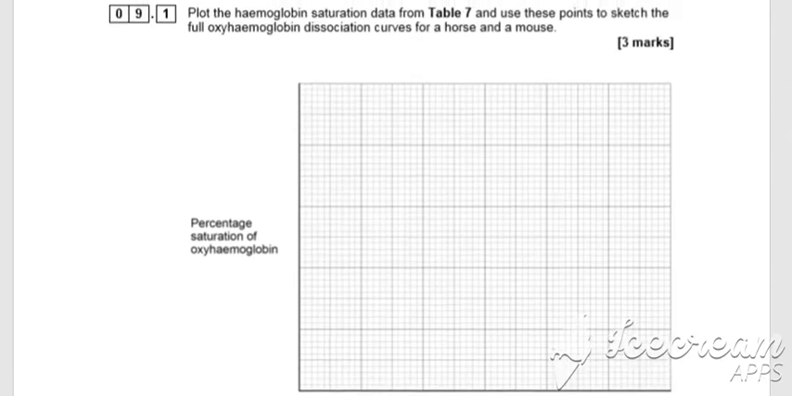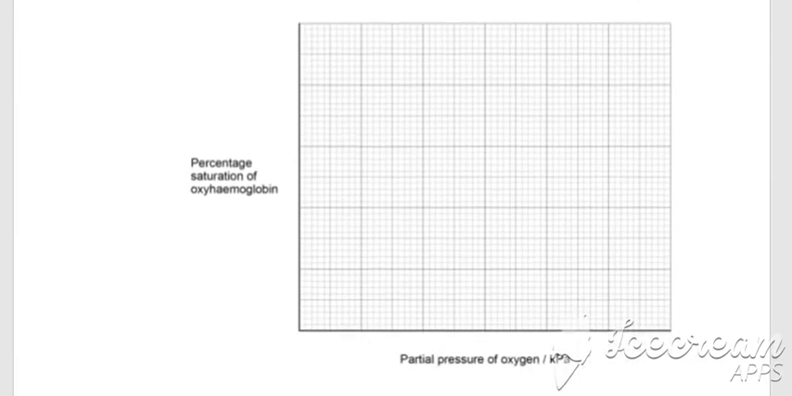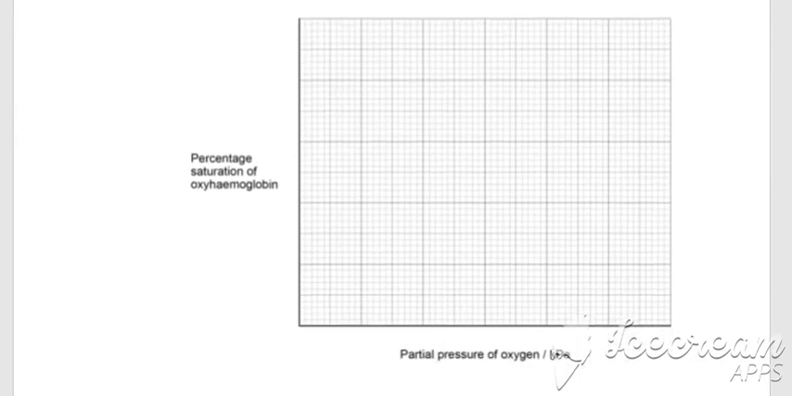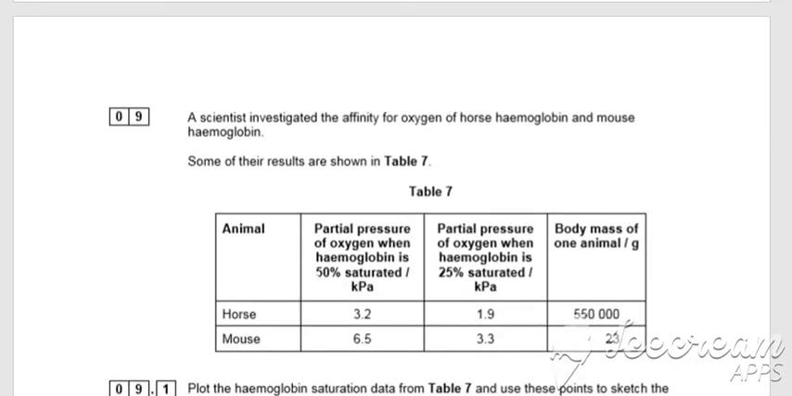It's only a suggestion using that particular scale. However, it should go from 0 to 100 for the full dissociation curve. The partial pressures we've been given, we know we need to go up to at least 6.5, and the range that they would like you to go along the bottom is from at least 0 to 8. We can see that 50% saturation should get us to 6.5, so we would expect 100% saturation to be higher.